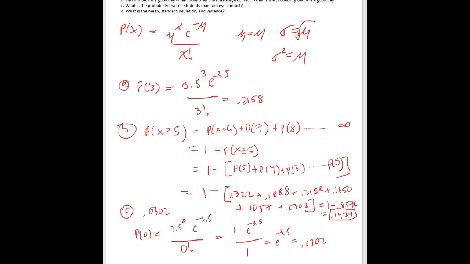And then what is the mean and standard deviation for D? Well, that is relatively easy. I'll put D up here. The mean is just going to be mu. So the mean is 3.5. The standard deviation is, we'll just do the variance, I guess, next. The variance is 3.5. And then the standard deviation is just the square root of 3.5, which is equal to 1.87.